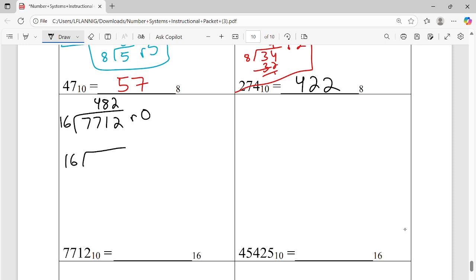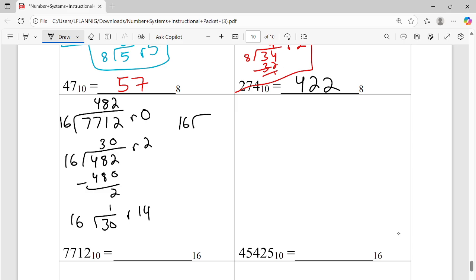Then we say 16 goes into 482. How many times? Well, we can try. 482 divided by 16 is 30.125. So we have 30. I can just say 30 times 16 and get 480. If you subtract, that's 2. So we have a remainder of 2. 16 goes into 30 one time with a remainder of 14. All right, last step is 16 goes into 1 0 times, so with a remainder of 1.